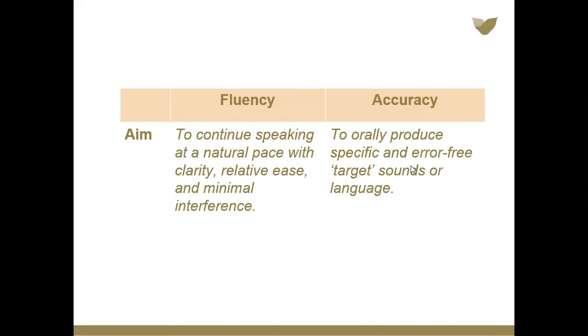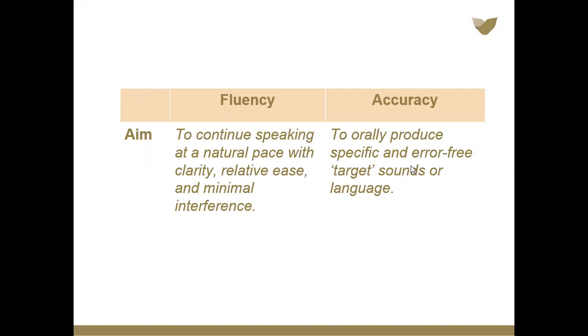Okay, so now let's actually look at the aims. When we are targeting fluency, we would like students to continue speaking at a natural pace with clarity and relative ease. That means they're not hesitant when they're talking, and minimal interference. That means there's little or no interference from the teacher side. So this is our aim when we are targeting fluency only.